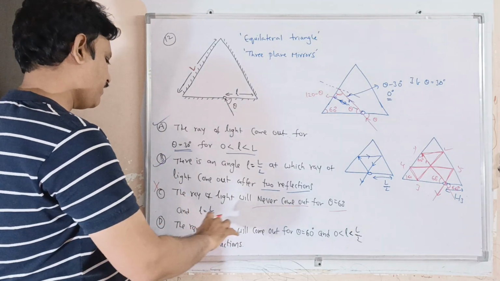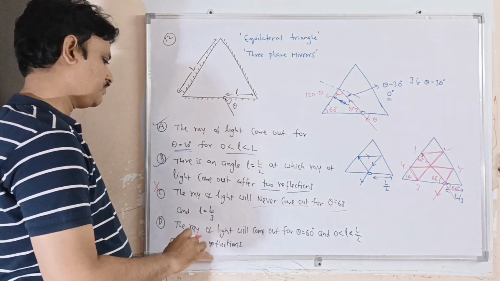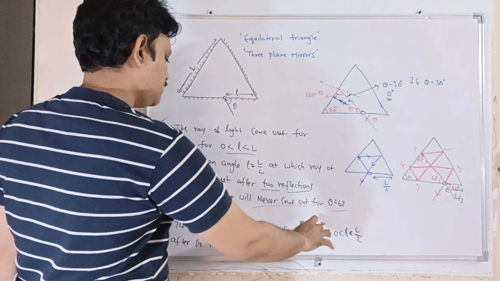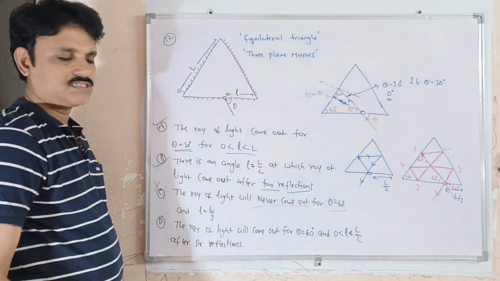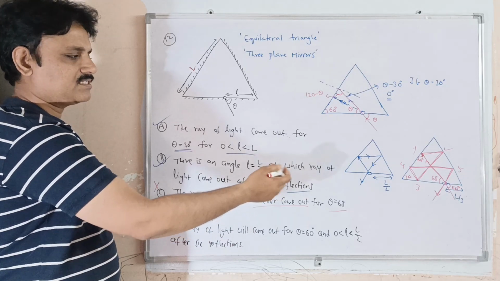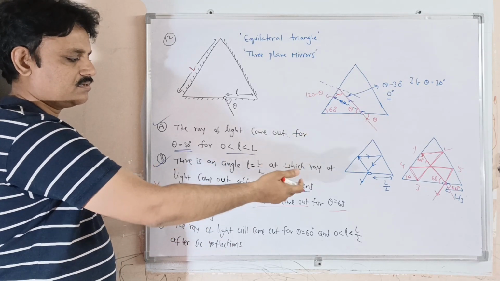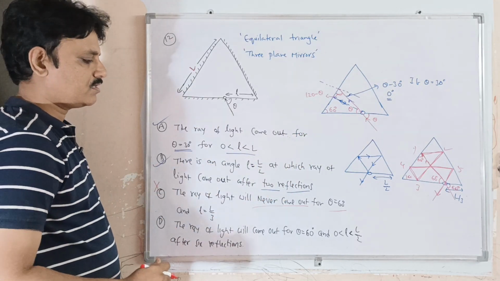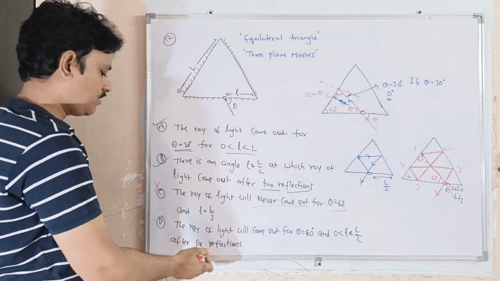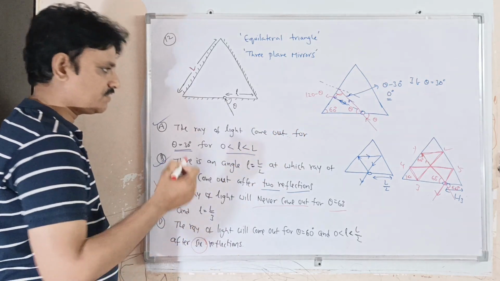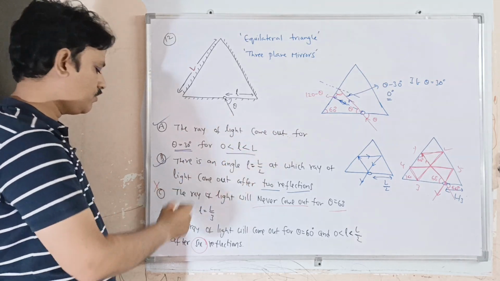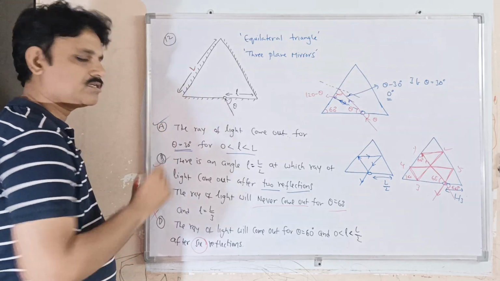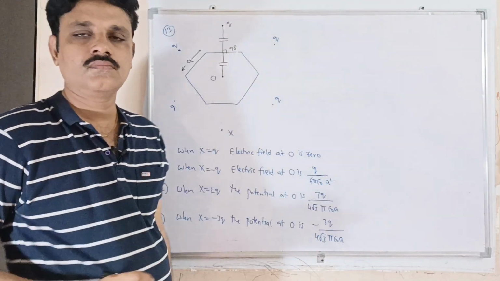And the next one: the ray of light will come out for theta is equal to 60 and 0 less than l less than L by 2 after 6 reflections. See here, 0 less than l less than L by 2. There L by 3 is in between 0 and L by 2, so it is the same case. How many reflections? Here 6 reflections are given, but the number of reflections that happened there is only 5. So this is also a wrong option.